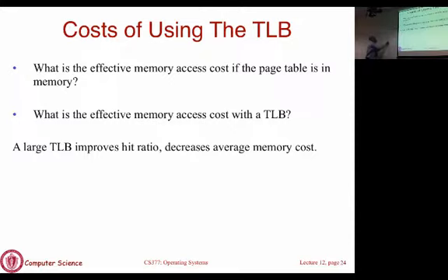Every time there is a miss, you have to go to main memory and look up the page table. So that's twice the cost. We'll make that more precise: it's 2 MA plus TLB. You first look in the TLB, that's a miss. That's the cost of a TLB lookup, and then you pay 2 MA.